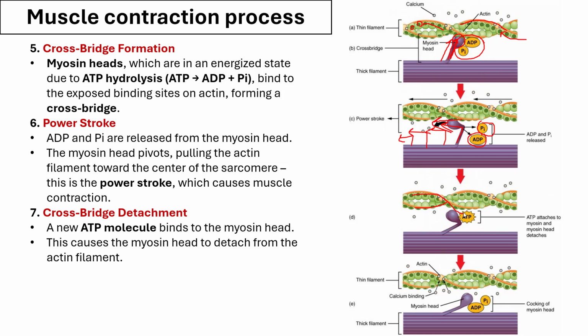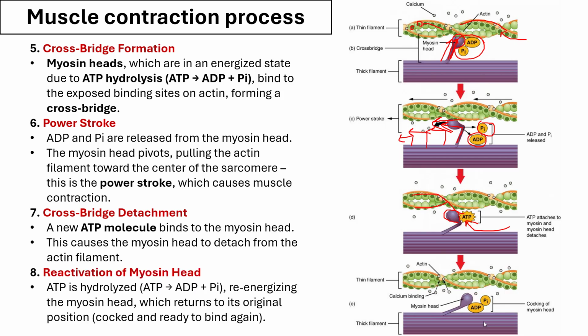To end this contraction, a new ATP molecule comes and sits on the head of myosin protein, and the myosin then gets detached from the actin protein. After detaching, this ATP molecule gets hydrolyzed into ADP and inorganic phosphate, and myosin again regains its original shape.